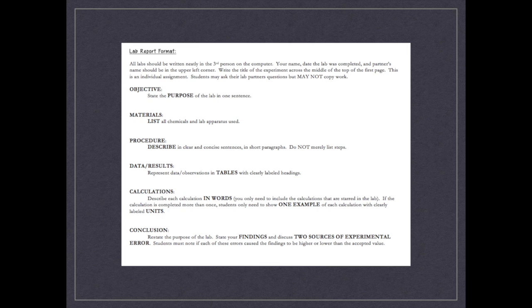And then, finally, your conclusion. You're going to restate the purpose of the lab, state your findings, and then 2 sources of experimental error. And here's the hard part. Students must note if each of these errors cause the findings to be higher or lower than the accepted value. So let's say, for example, the value that you got was too high, and your source of error that you provide actually would cause your answer to be too low. Well, that's not a valid source of error then. You need to find errors that could have caused your experimental results to be too high.